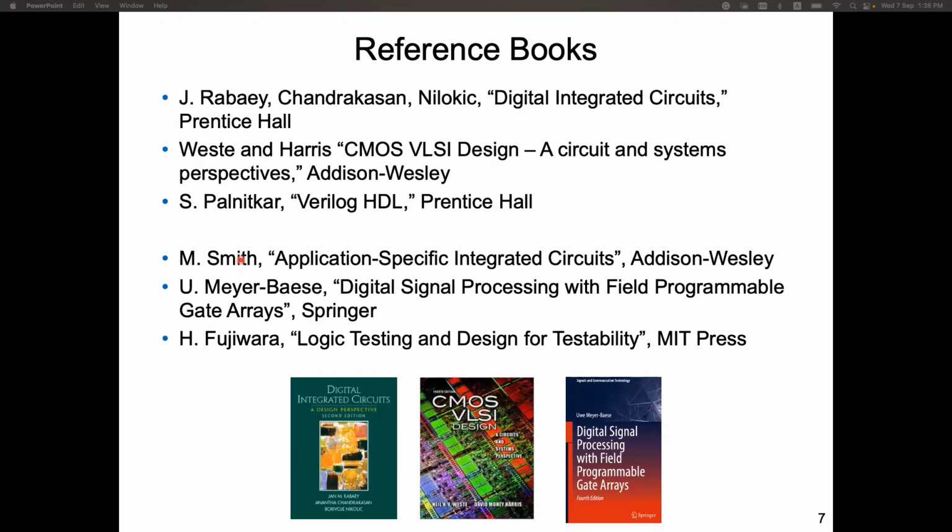The course does not have a textbook, but we have a number of reference books. So these 3 are perhaps the most important ones. And we also have some other reference books.